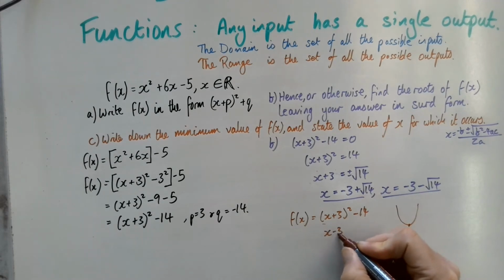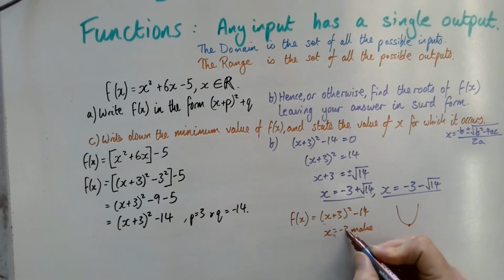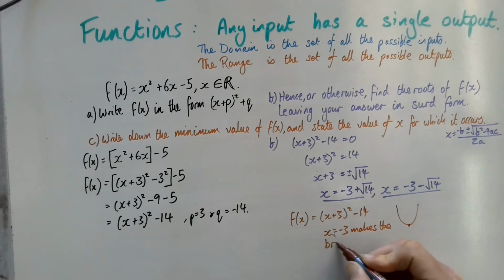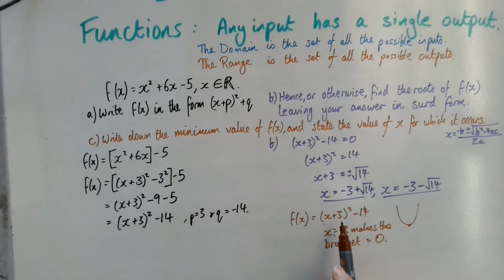So x plus 3 equals 0 makes x equal negative 3, which makes the bracket equal 0, and because it's a square number it'll always be positive, so everything else would be bigger than that. So the x value at which the minimum occurs is negative 3, and the minimum value is going to be 0 take 14, which equals negative 14. Okay, time to move on for our final example.